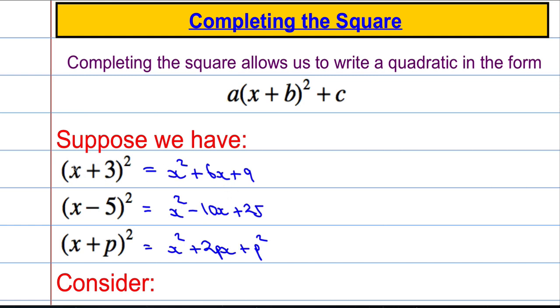What I do is I square the first term, I do x times 3 and then I double it to get the 6x, and then I square the last term. That gives me the 9. And we can do the same for the other two.